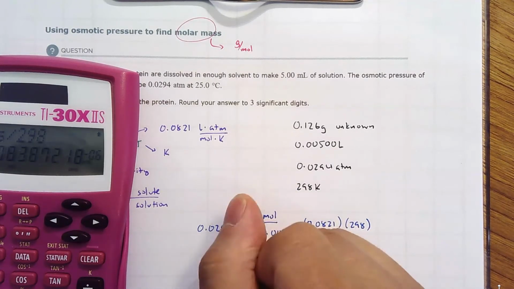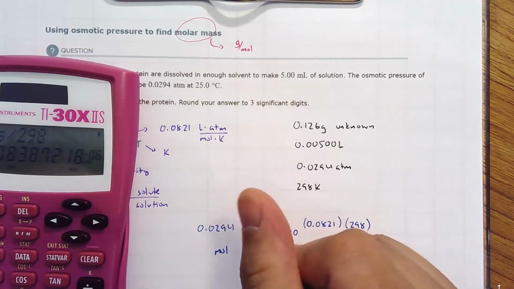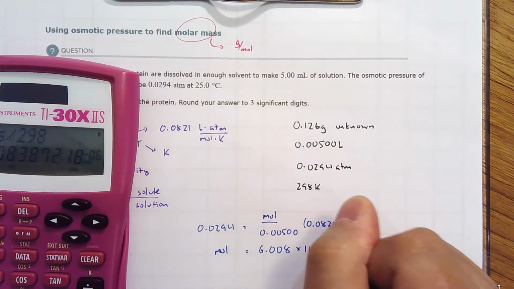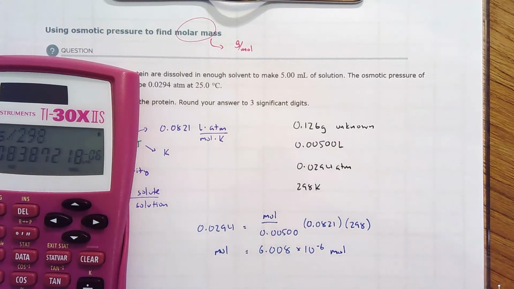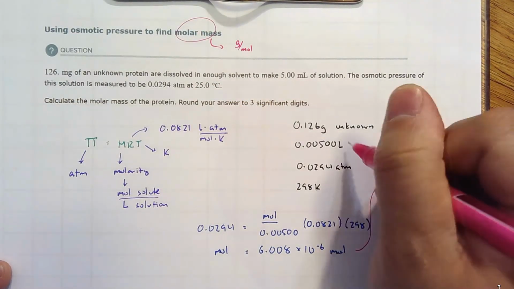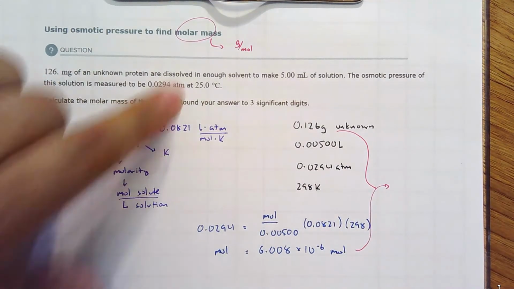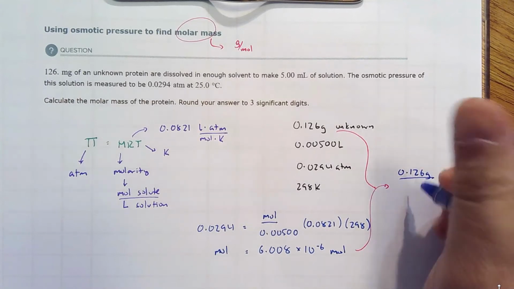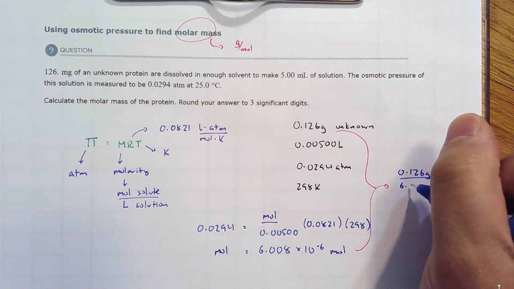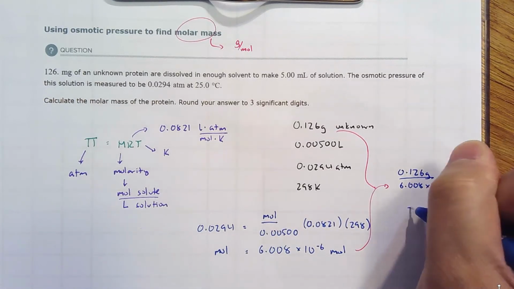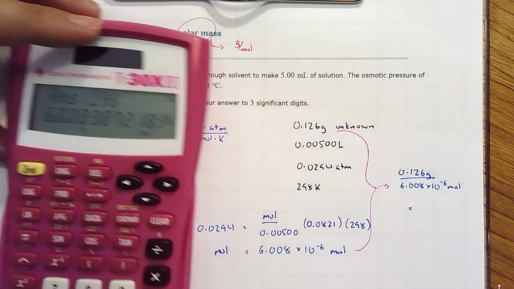The moles of protein is 6.008 times 10 to the minus 6 moles. And we have grams up there. We're going to bring those two numbers together. And the molar mass is grams per mole. All you have to do is divide one by the other. And we should get a molar mass. And hopefully it makes sense.